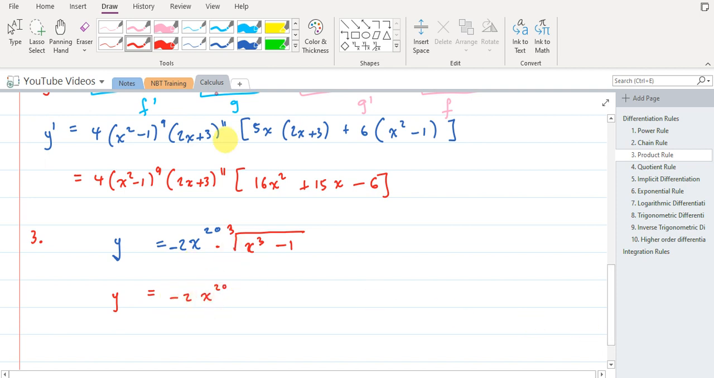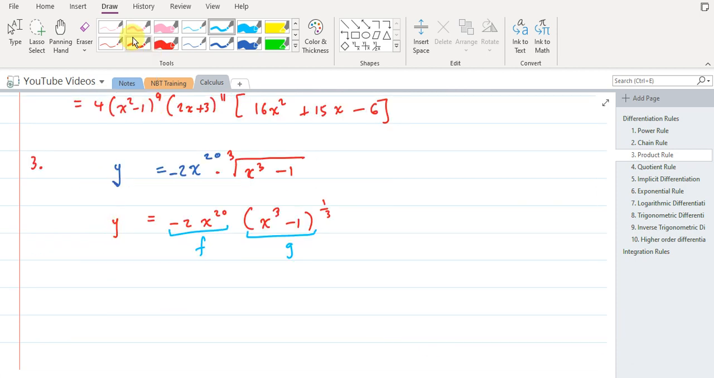We can call this the function f, right? And the function g, let's write it in a neater form, in a power form: x cubed minus 1 to the power 1/3. So we can call this function g. Now let us find the derivative of this and try to simplify it.